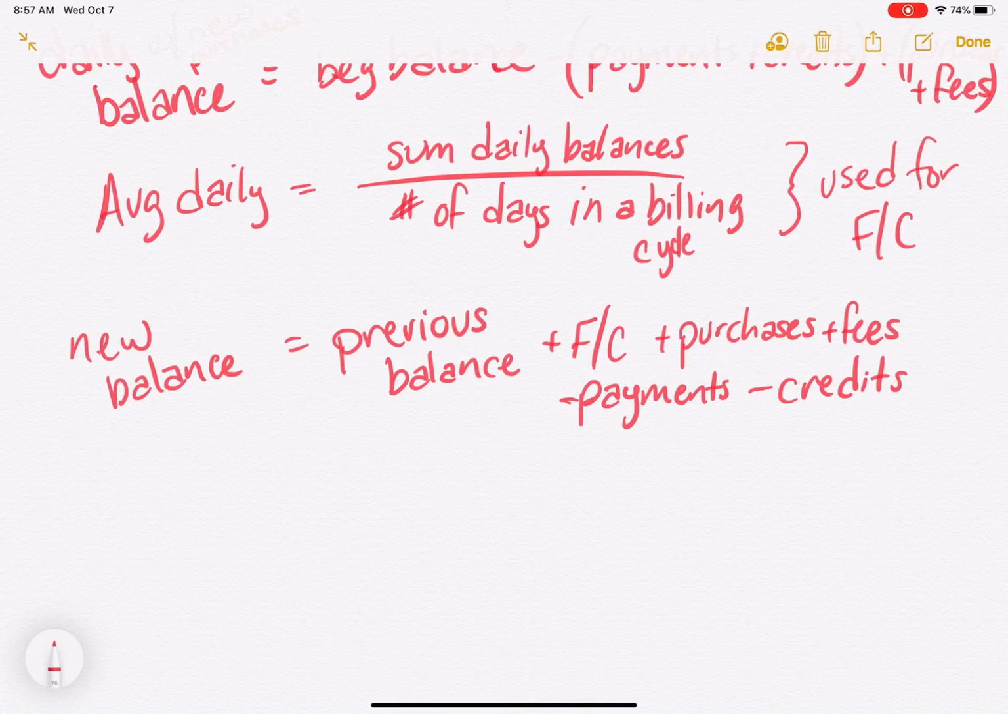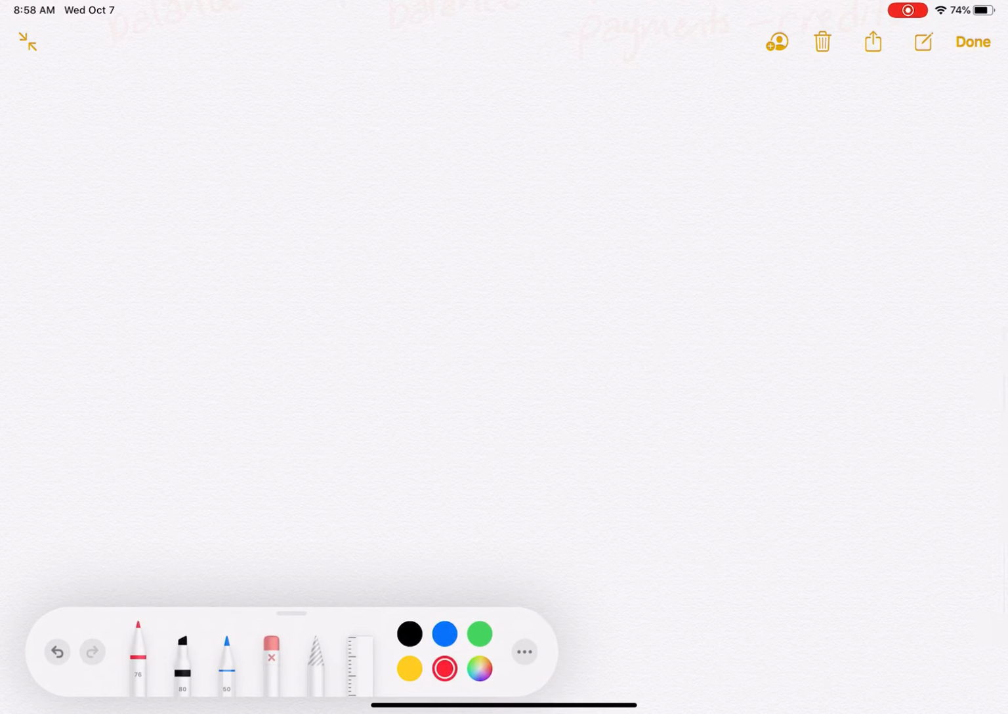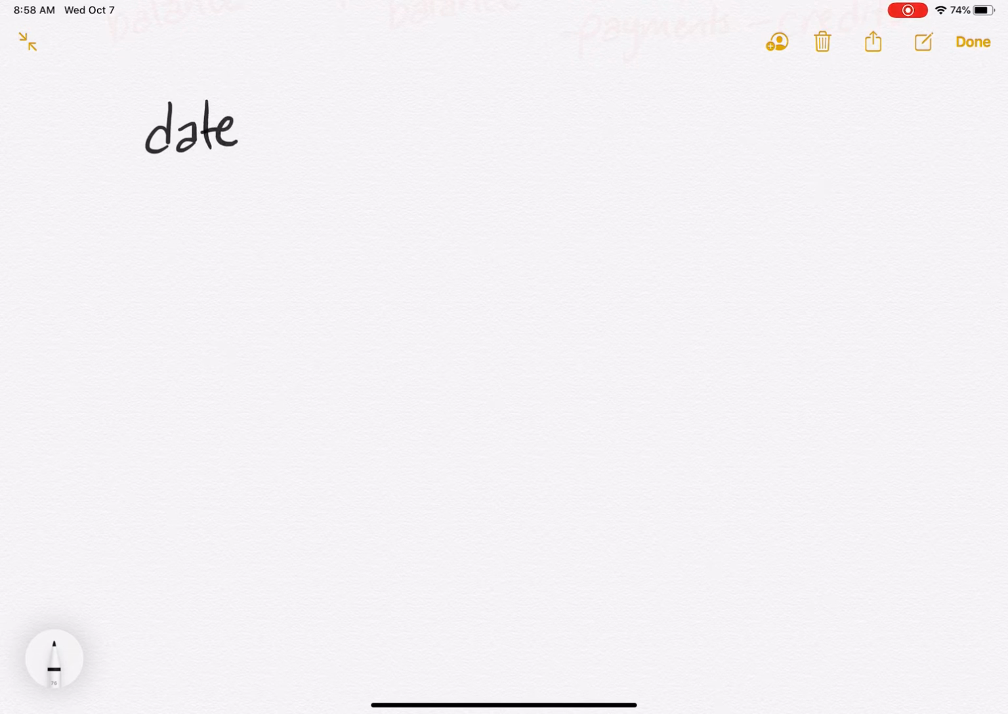Now they do it a little bit more complicated than I do it, but it's still pretty tricky. So we're going to set this up in a chart like they have. Okay, so we're going to have dates. We're going to have transactions. We're going to have balance.